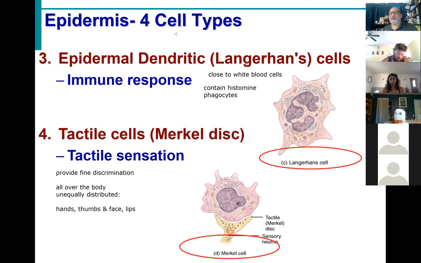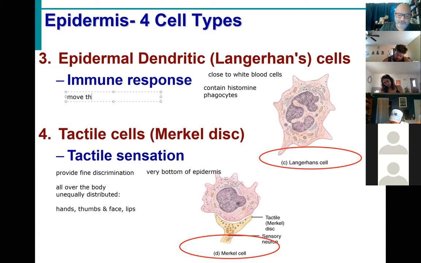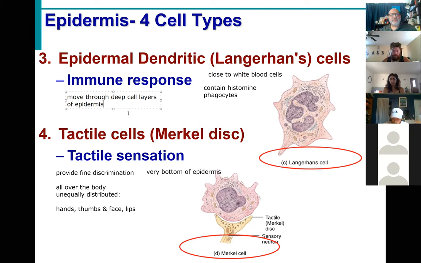And I guess we didn't really talk about where they're located. So let me do that. The tactile cells are at the very bottom of the epidermis, kind of where the melanocytes are located. And what's interesting about these dendritic cells is they can actually move through the cell layers, the deep cell layers of the epidermis. So they can move around a bit within the deep cell sublayers of the epidermis. So they have the ability to migrate around, which makes sense. If you want that protection, you want them to be able to migrate around.